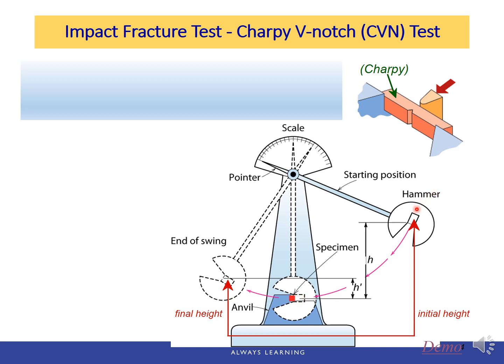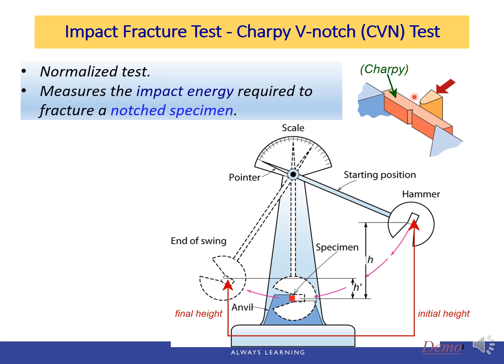Upon release, the pendulum strikes and fractures the specimen at the notch, and then it continues to rise to a maximum height h prime. This h prime is lower than the original height h, which gives us a difference in the potential energy. m g h is the original potential energy, and m times g times h prime is the final potential energy, and the difference is the impact energy, which is the energy used to break the piece of metal. So the tougher the material is, the more energy it requires to break it. That's the impact energy and the Charpy V-notch test.